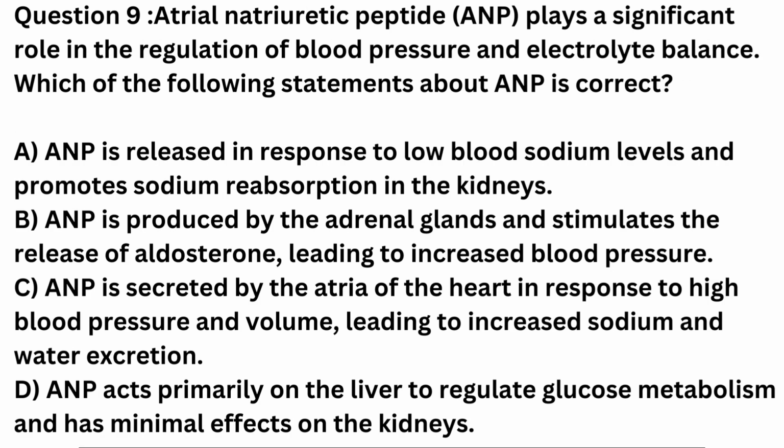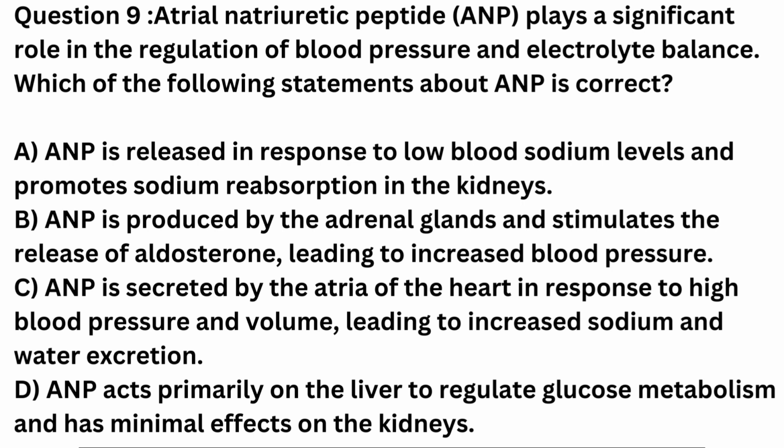Question 9. Atrial natriuretic peptide, ANP, plays a significant role in the regulation of blood pressure and electrolyte balance. Which of the following statements about ANP is correct? A. ANP is released in response to low blood sodium levels and promotes sodium reabsorption in the kidneys. B. ANP is produced by the adrenal glands and stimulates the release of aldosterone, leading to increased blood pressure.